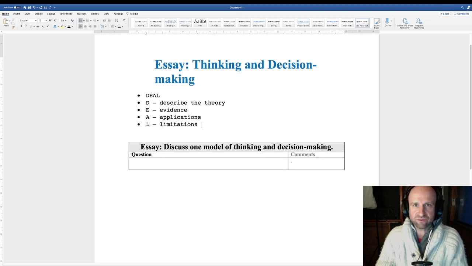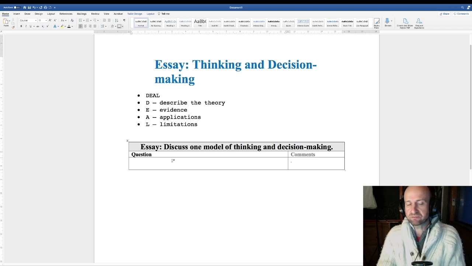Now, I like this general framework, but in the course of writing this essay, I might break it. I might do something different. I might throw a limitation in there before the evidence. Who knows? I did that in the last schema theory essay.